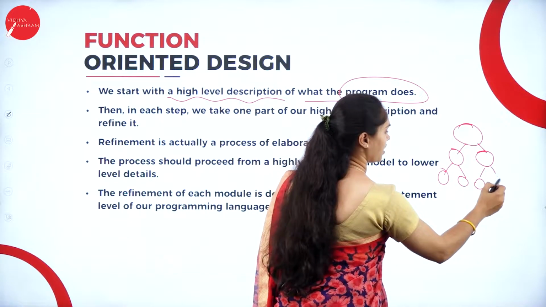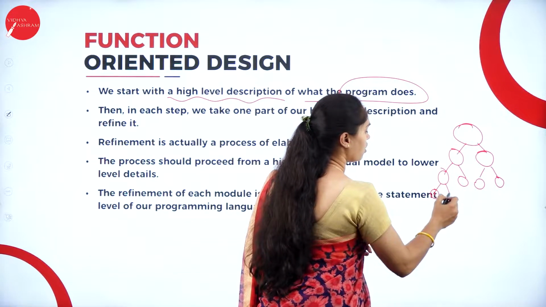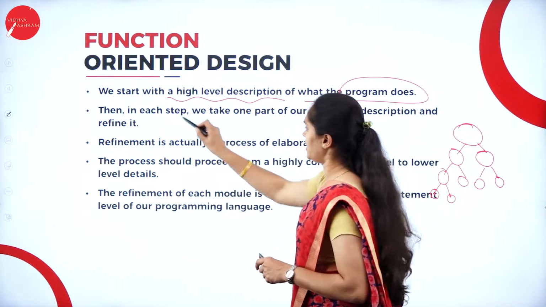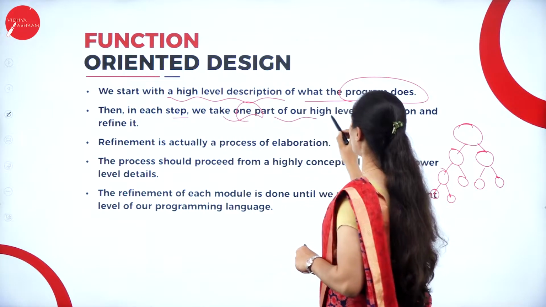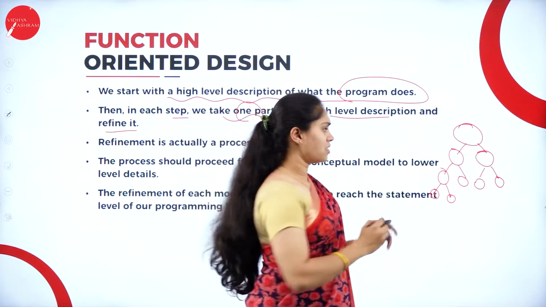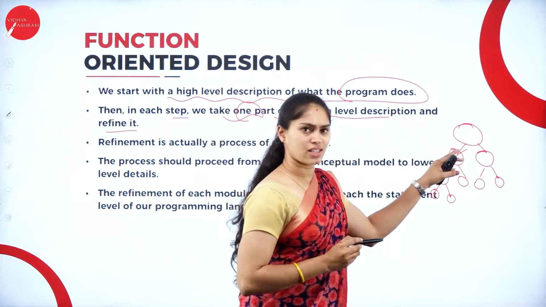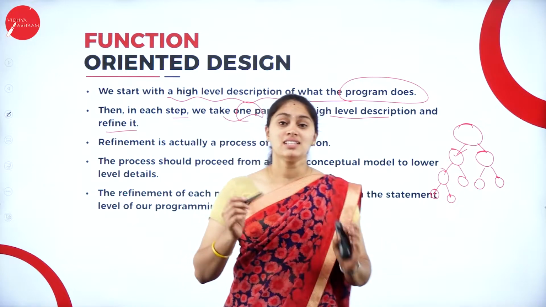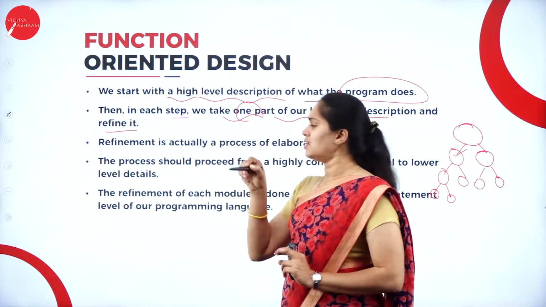So as we reach the next and next level, we get a more detailed version of the system. In each step we take one part of our high-level description and refine it. So here we will concentrate on this one and I will refine it. Again, I will reach the next level. Then we do the same thing until we reach the last step.